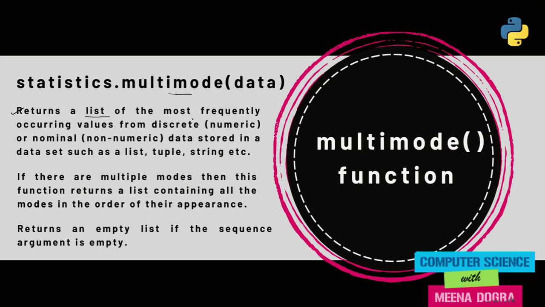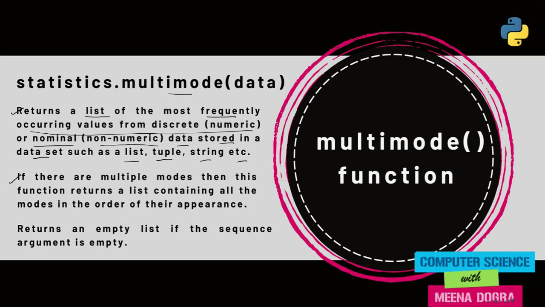Its return value will be a list of the most frequently occurring values from discrete, that is numeric, or nominal, that is non-numeric data stored in data sets such as list, tuple, string, etc. Like the mode we did in the last part, it gives us the most frequently occurring or repeated value from various Python sequences. What makes mode and multimode different is that they work with numeric data as well as non-numeric data.